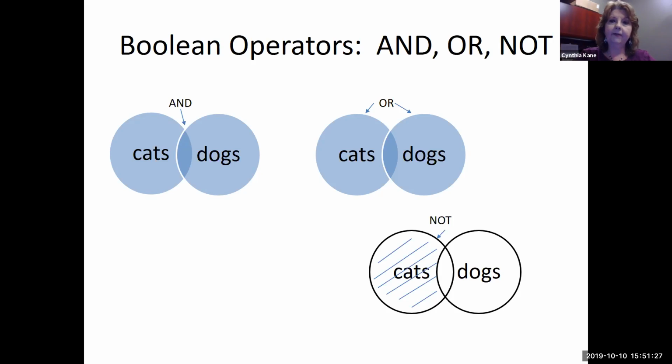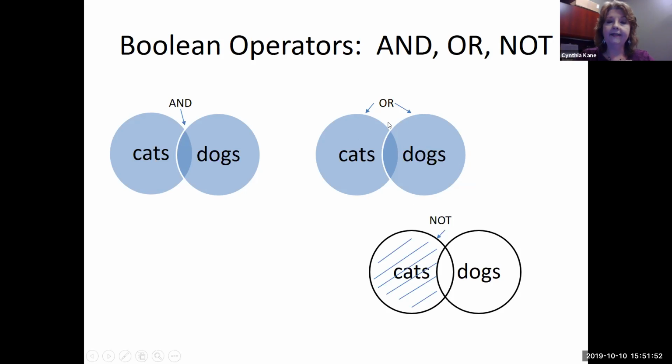The word and narrows a search. So if I want information from a database about cats and dogs, the shaded area here represents the results that I am going to get. I'm not going to get just cats. I'm also not going to get just dogs. I'm going to get any search results that mention the words cats and dogs in that same search for information. So and narrows the search.